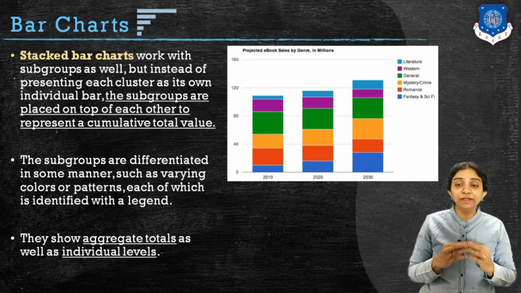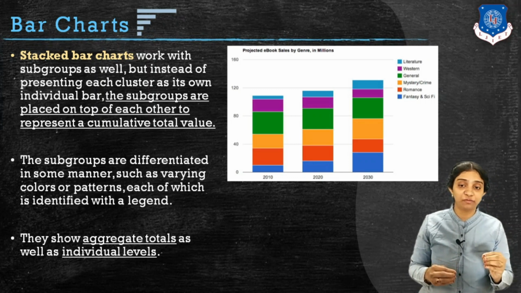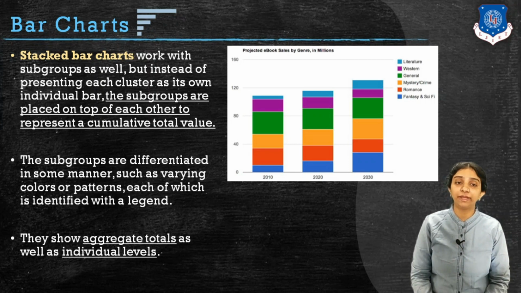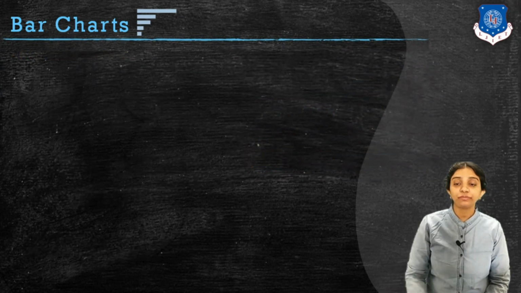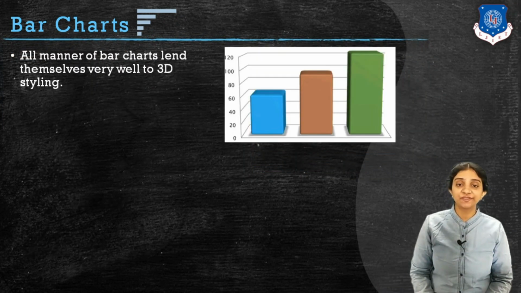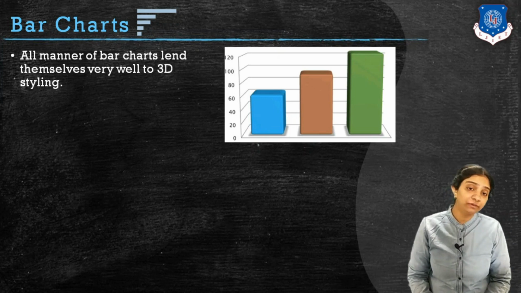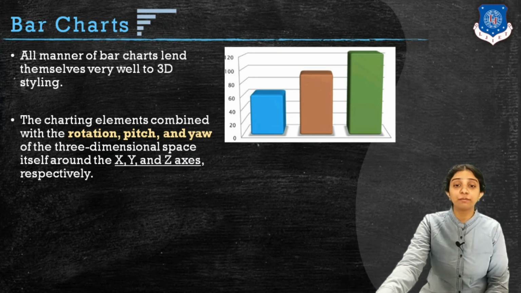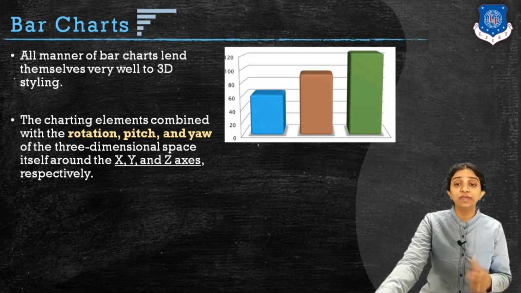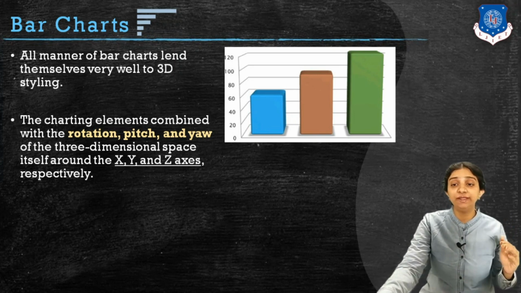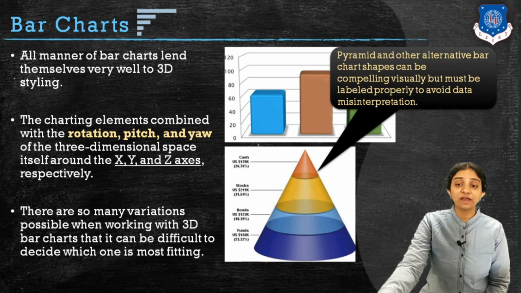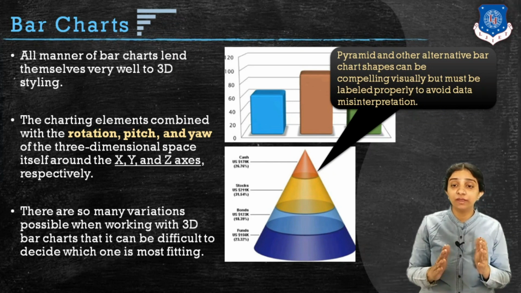So not only do individual levels give us individual information, but collectively the cumulative values of subgroups are also depicted in a stacked bar chart. We cannot only represent bar charts in a 2D manner. Obviously, bar charts can be depicted in a 3D style. So these charting elements are combined with three directions: x-axis, y-axis and z-axis, which give rotation, pitch and the depth or yaw of a particular bar. These bars are not compulsorily needed to be in a rectangular form.